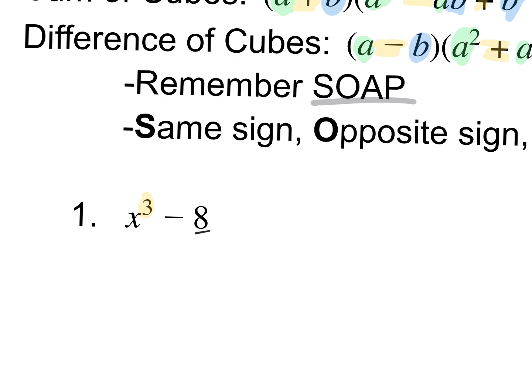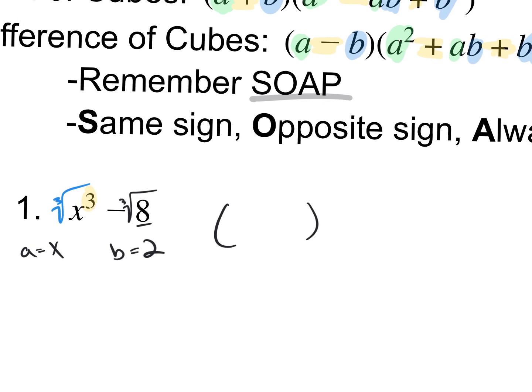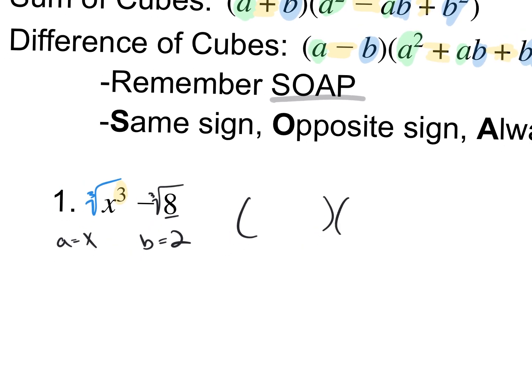Looking at it, all we need to do here is take the cube root of each of these terms to figure out A and B. So we'll do this one. The cube root of x to the third ends up just being x. So in this case, our A value is just going to be x. The B value we get from taking the cube root of 8, which is 2. Now that we know the A and B values, we can start to set up our parentheses. I like to set up the parentheses right away, making sure that we have 2 terms in the first, 3 terms in the second, and then fill out the signs using the acronym.